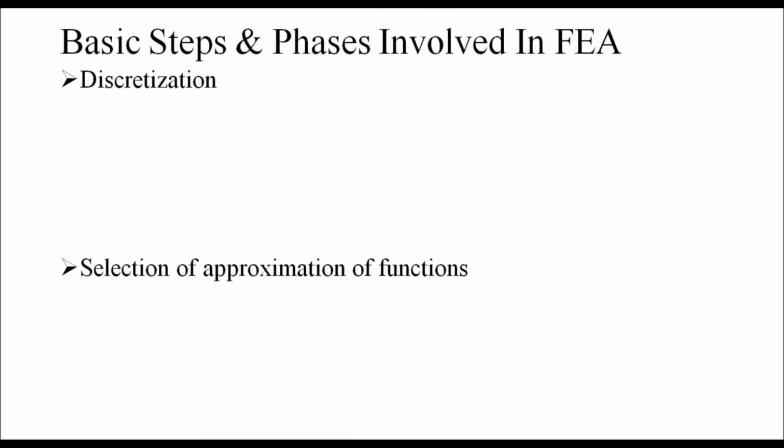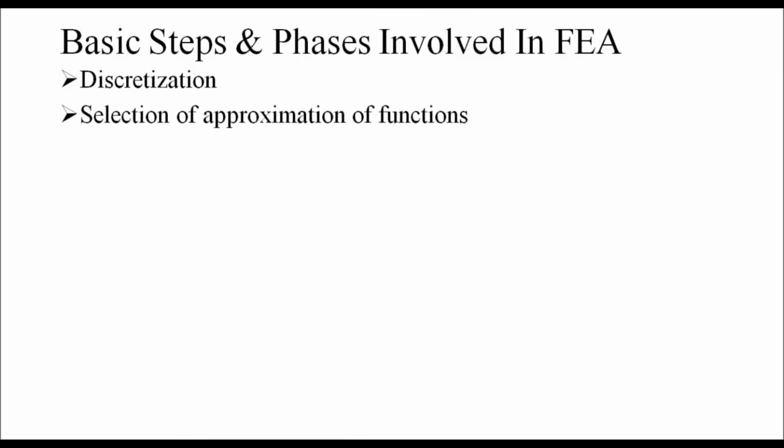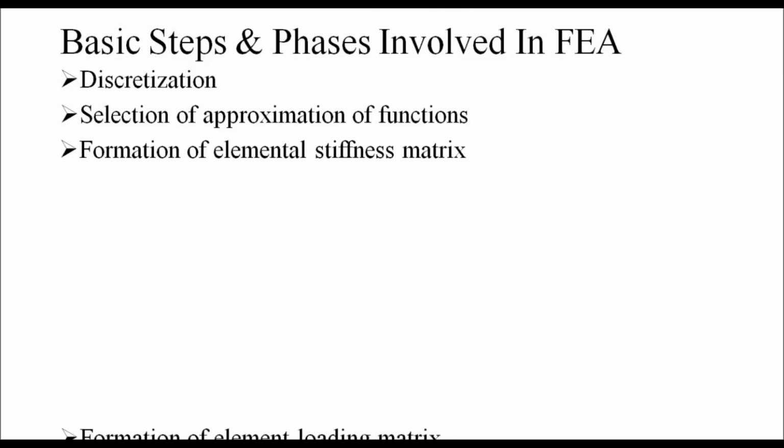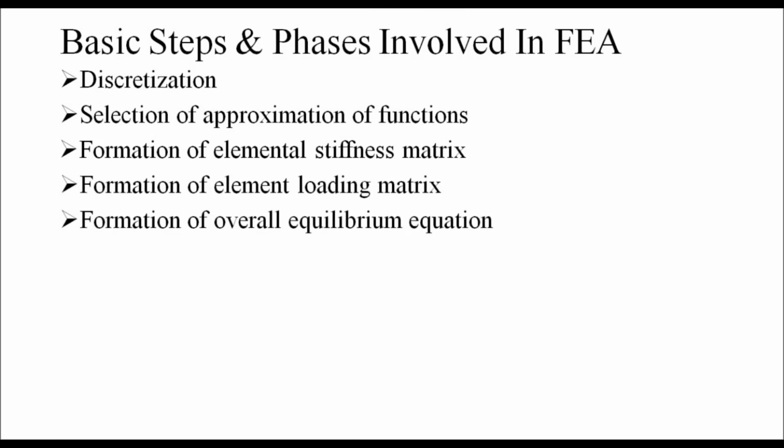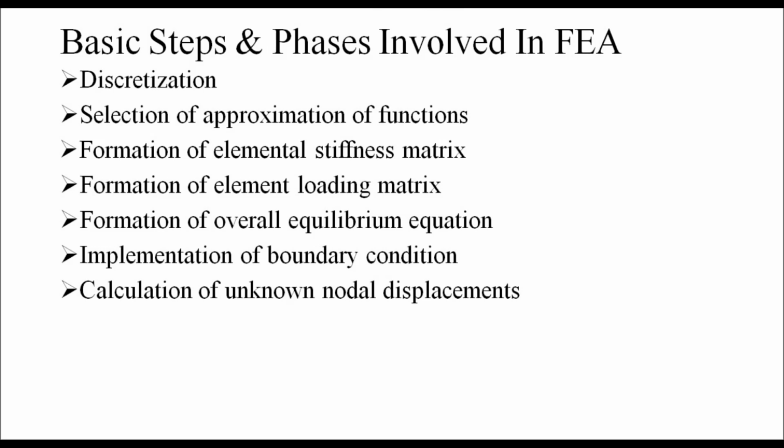And this is the very basic step. That is discretization. Then the next stage is the selection of approximate functions, that is the shape function for the element we defined in the first stage. The next stage, we have to form the element matrix, then the element loading matrix, then we have to assemble all the element matrices and get one simple assembly matrix by applying all the loading cases. Then we have to implement the boundary conditions. Then finally we have to calculate the unknown nodal displacements, stresses and strains. And these are the steps we have in FEA.